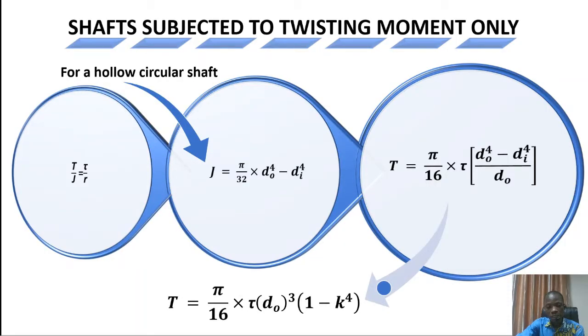If we simplify it further, we have the torque equal to pi on 16 times tau, in bracket d naught exponent 3, and then in bracket again 1 minus k exponent 4, where k represents di divided by d naught. So k is the ratio of the inner diameter to the outer diameter. Di over d naught is k.